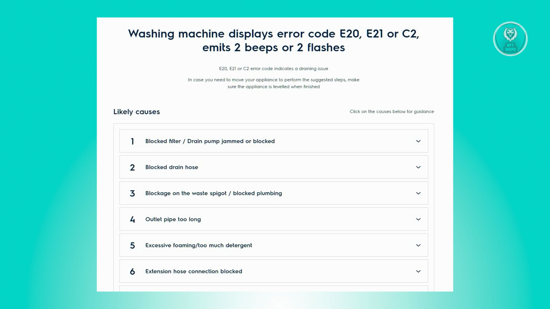Now, number 5, reassemble and test. After completing the checks and clearing any blockages, reassemble any removed components and reconnect the machine to power. Now run a brief cycle to determine if the error persists, and if it does, there might be more significant underlying issues requiring professional intervention. Remember, if you're uncertain about your abilities or encounter difficulties, don't hesitate to enlist the help of a qualified technician.